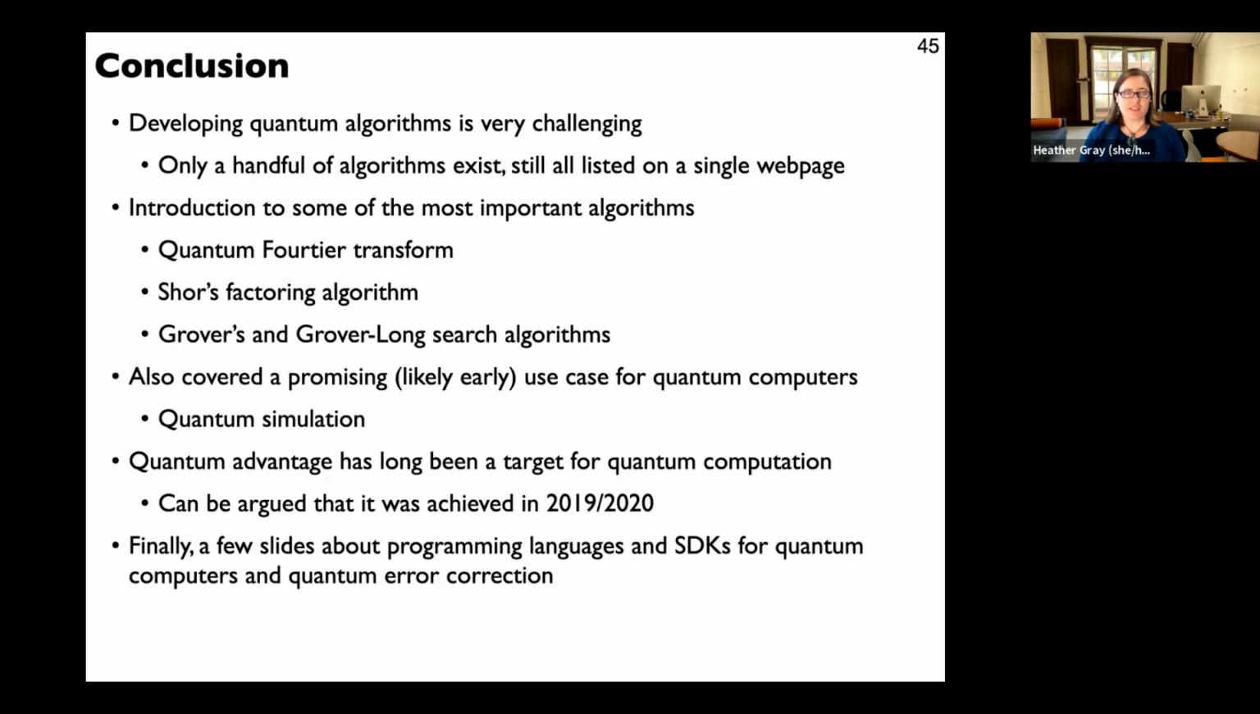So in conclusion, I hope I tried to show you that developing quantum algorithms is very challenging. Only a handful of algorithms exist, and they're still all listed on a single web page. I tried to give you a brief introduction to some of the most important algorithms, things like quantum Fourier transform, Shor's factoring algorithm, Grover and Grover-Long search algorithms. I also discussed one of the probably most promising, likely early useful use cases for quantum computers, which is quantum simulation. Quantum advantage has been a target for quantum computation for many years, and it can be argued that it was achieved somewhere in 2019, 2020. And finally, we also had a few slides about programming languages, SDKs for quantum computers, as well as quantum error correction. Thank you.